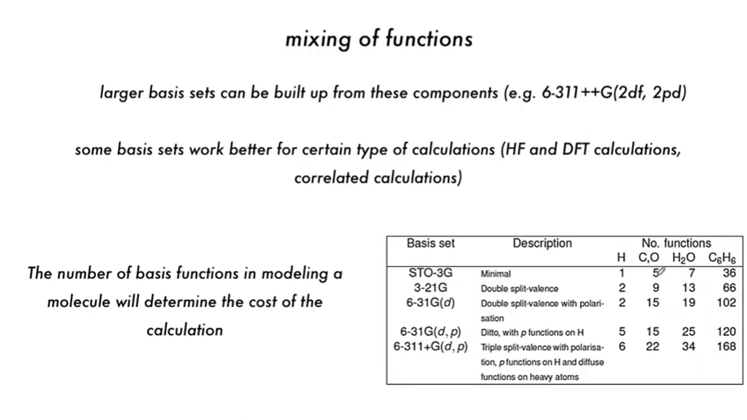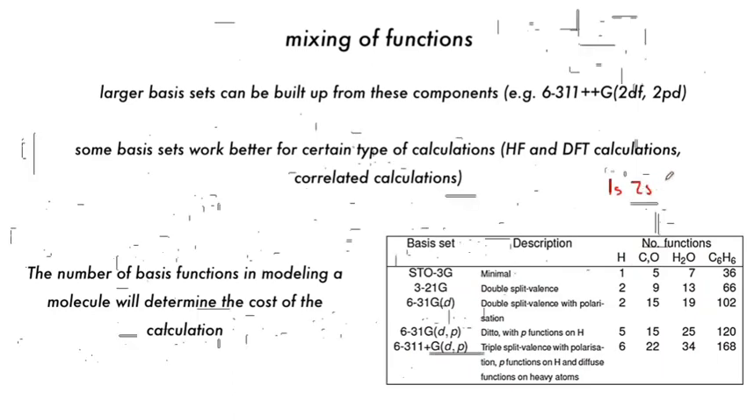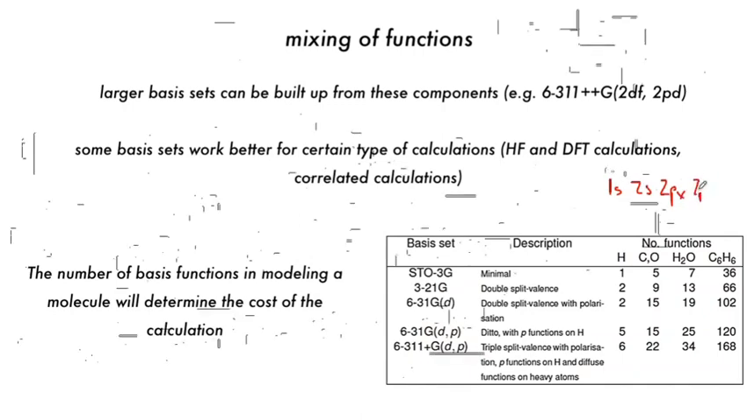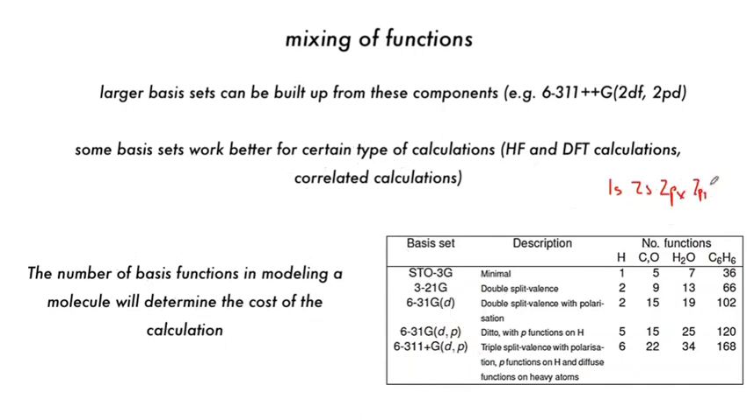Oxygen also has 5 functions. This is because it has 5 occupied orbitals: 1s, 2s, and then the three 2px, 2py, and 2pz. So there's 1, 2, 3, 4, 5 orbitals. That's the minimum we could have. If we don't have at least 5 orbitals, we can't describe all of the electrons in carbon or oxygen.